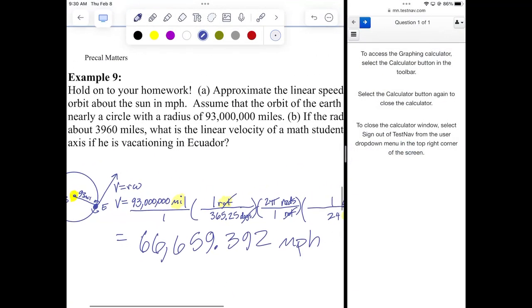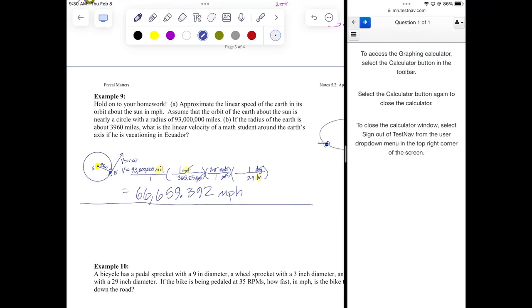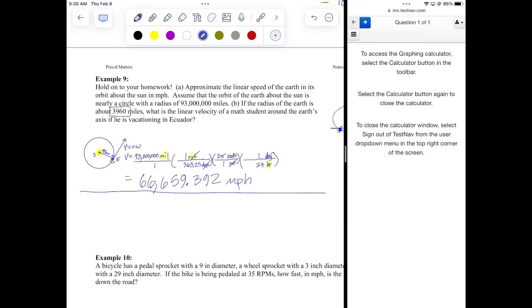Y'all want to know how fast we're spinning on our axis? Let's figure it out. If the radius of the Earth is about 3,960 miles, again, the Earth is not perfectly round. The Earth is a spheroid. But if we assume that the average radius is 3,960, roughly 4,000 miles, that's good to be culturally literate. What's the linear velocity of a math student who's sitting in his math class in Ecuador, which is right there at 3,960? Well, V equals R omega again.